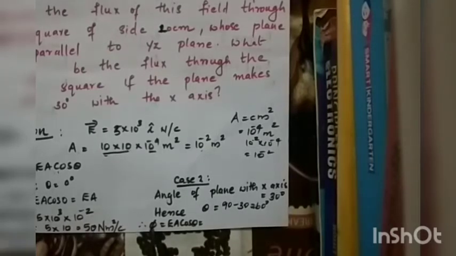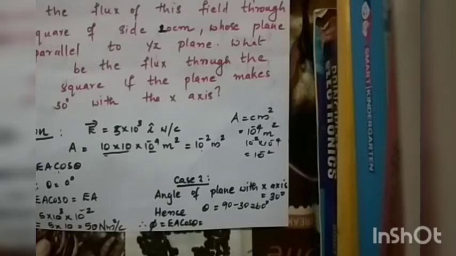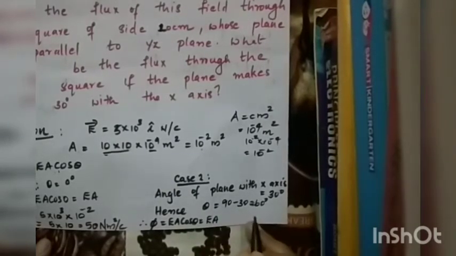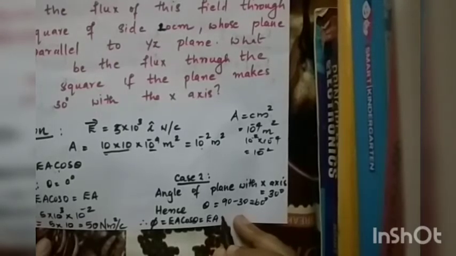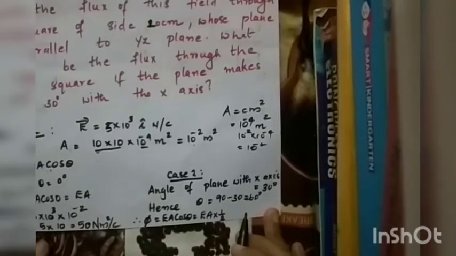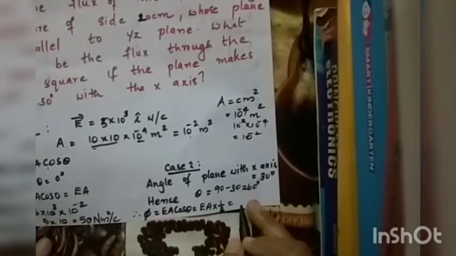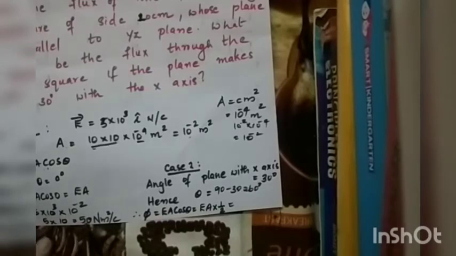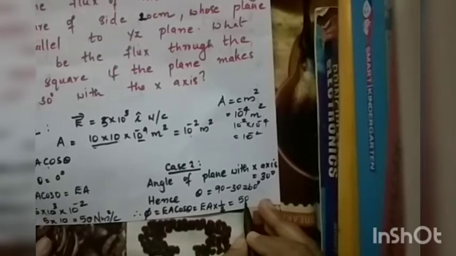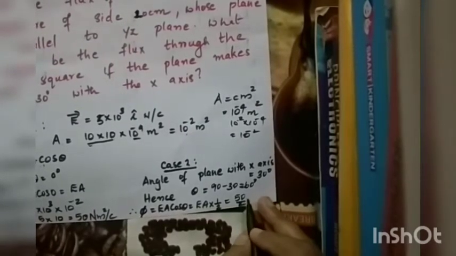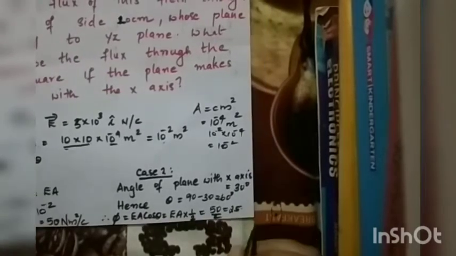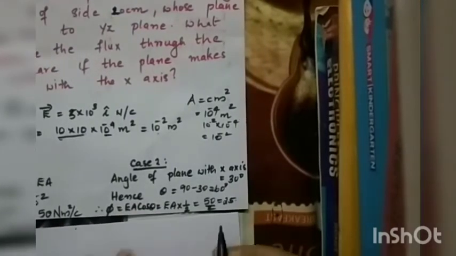Now we can easily find the flux. Phi is equal to EA cos theta. What is theta? 60 degree. So cos 60 is half, 1 by 2. Now what is EA? We have already found EA in our first case. EA is equal to 50. So it is 50 into half, that means 50 by 2. What is 50 by 2? It is 25 Newton meter square per coulomb.